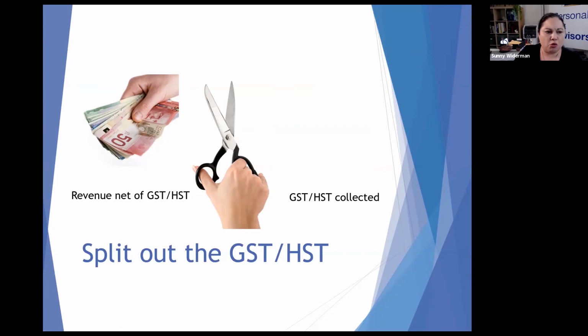Any other questions before we move on to the question of setting aside money for tax?